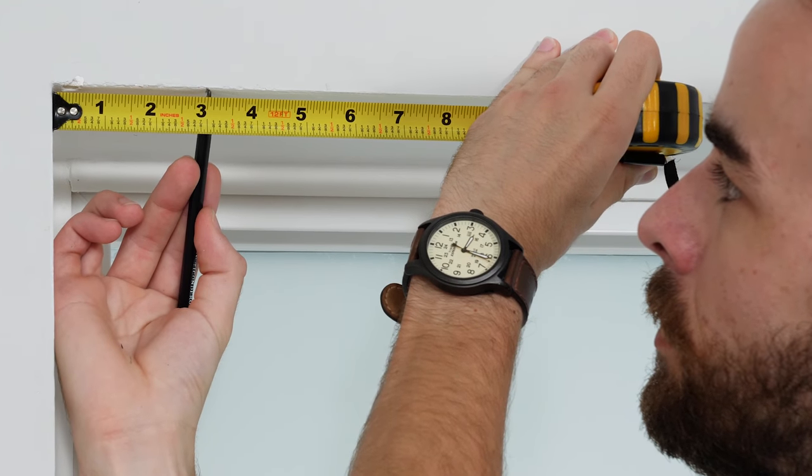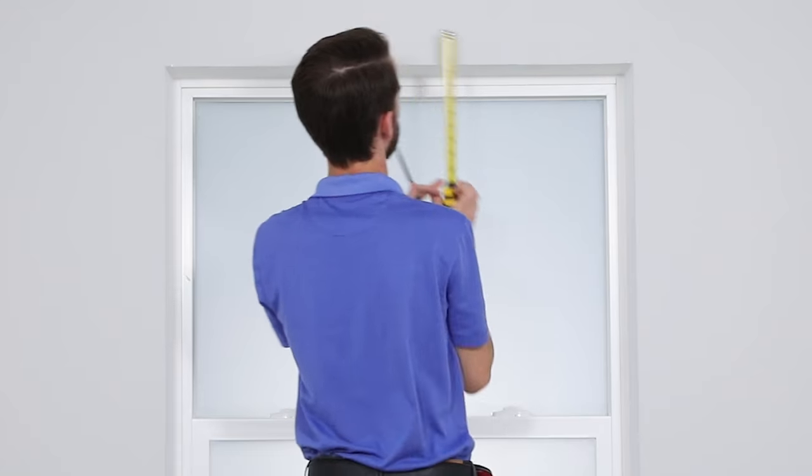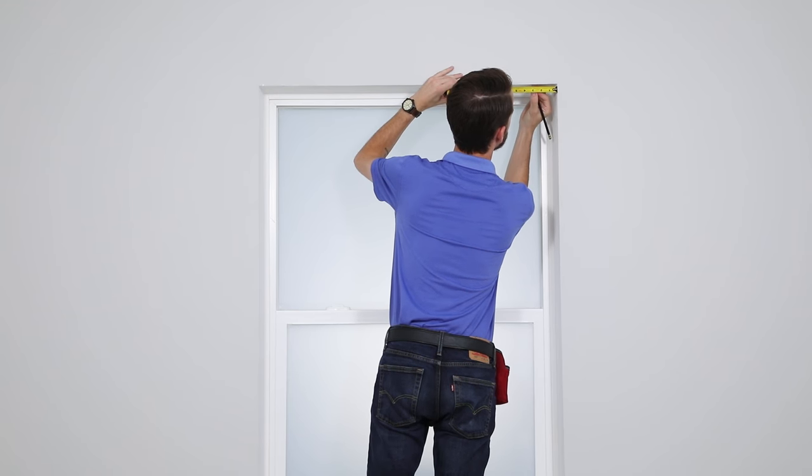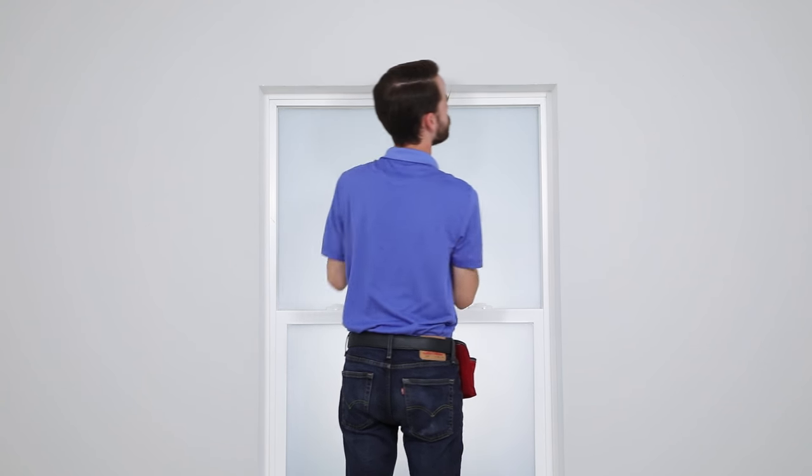Depending on the width of your shade, you want to place your brackets 2 to 4 inches from each side. So just make a little mark there, making sure they're aligned. Now you're ready to attach the brackets.